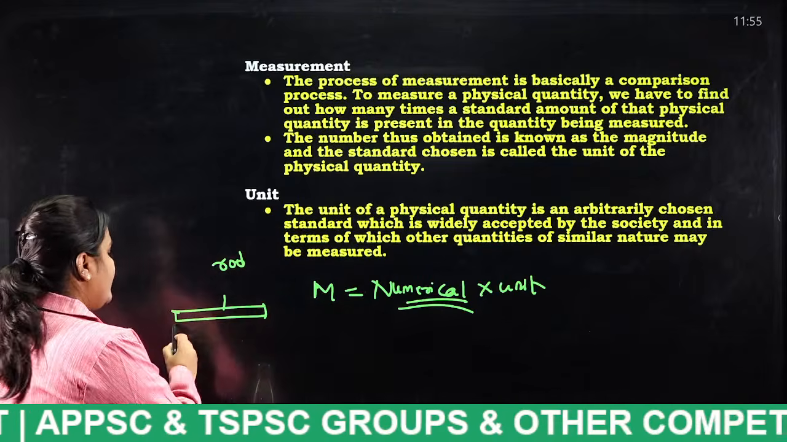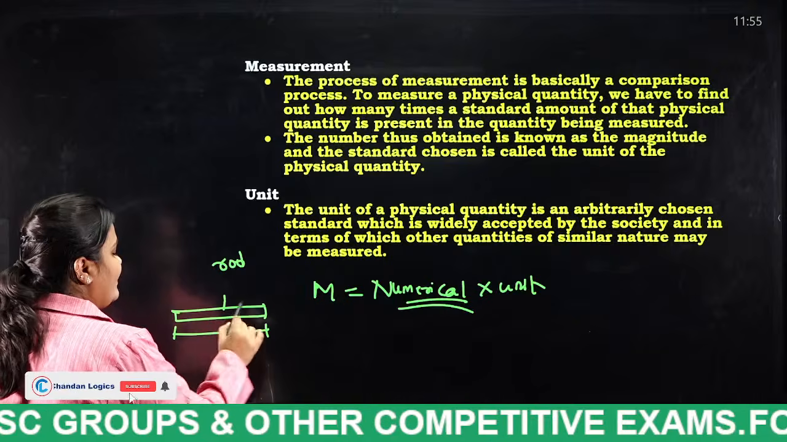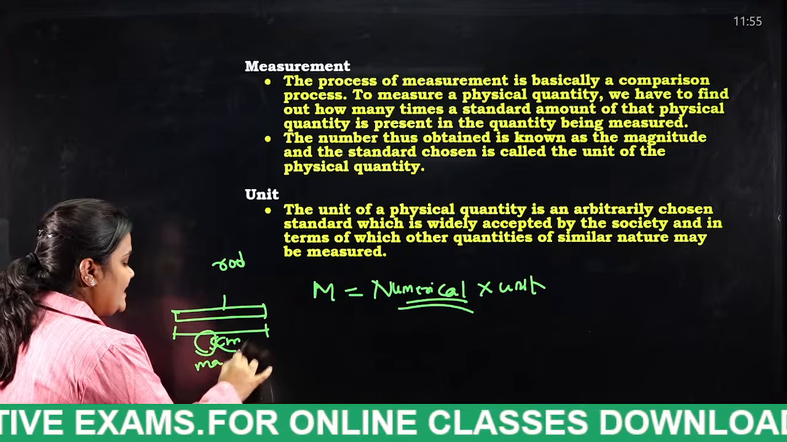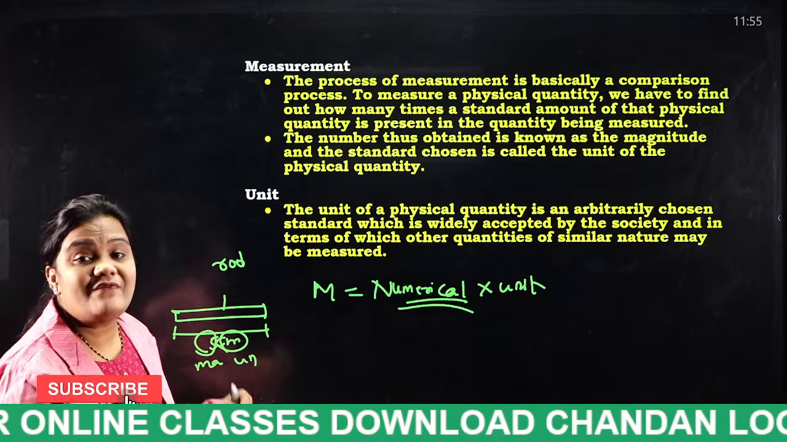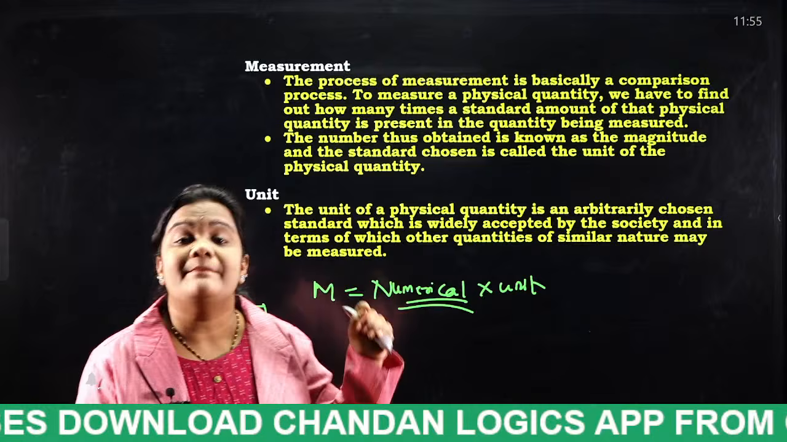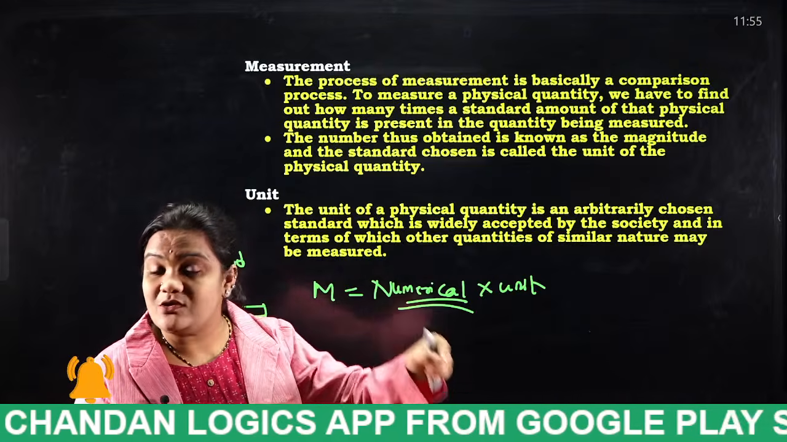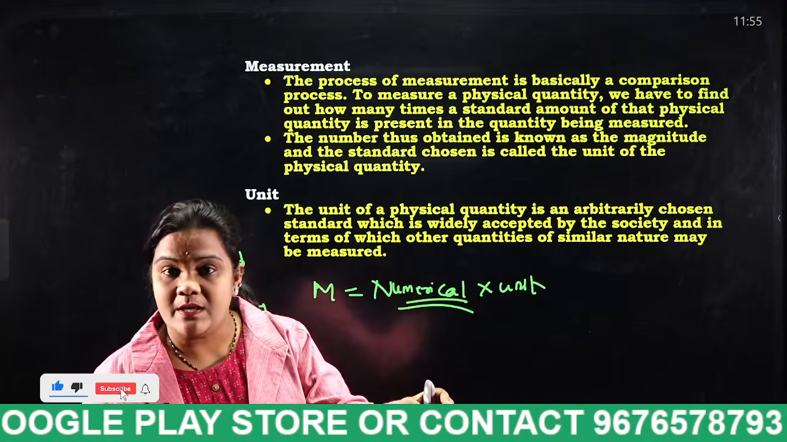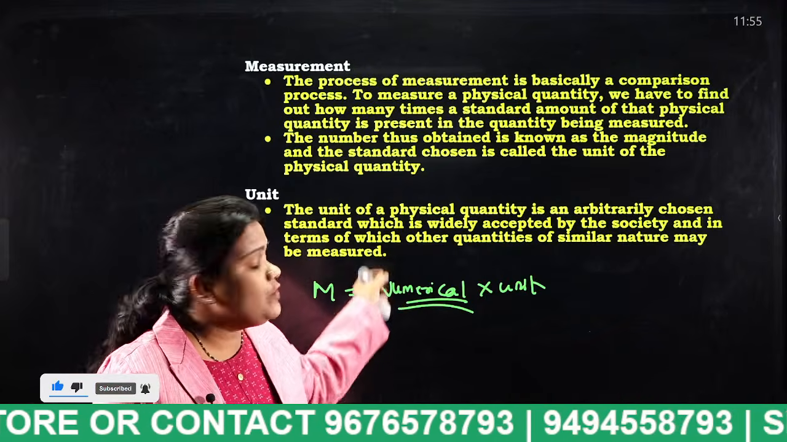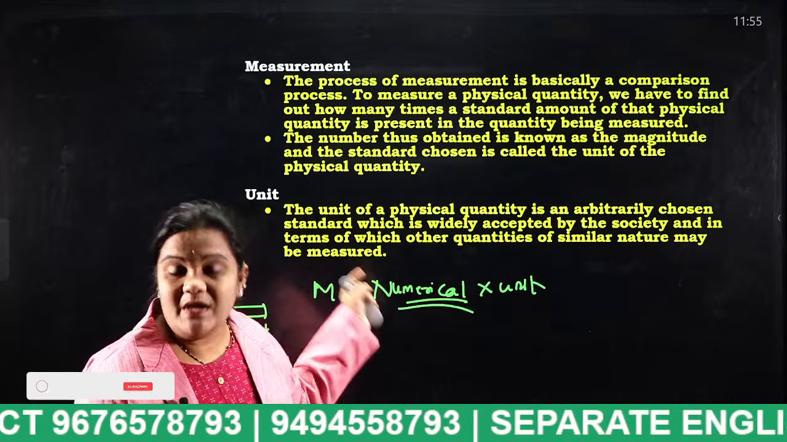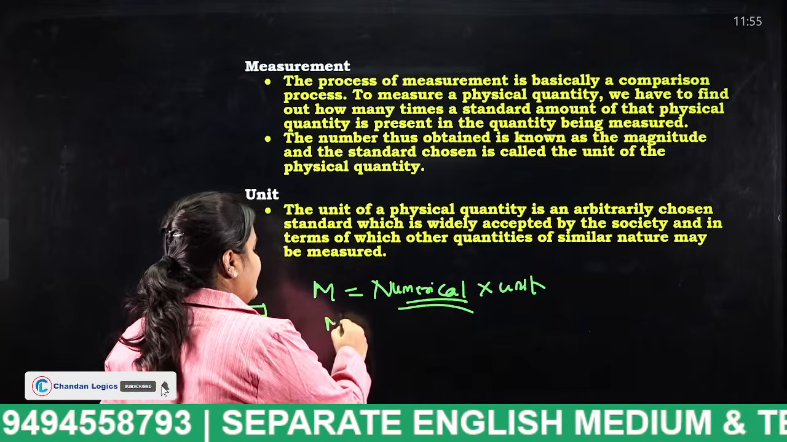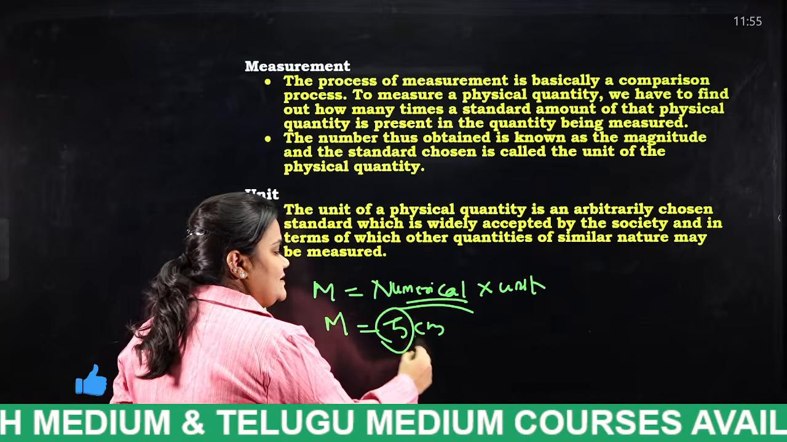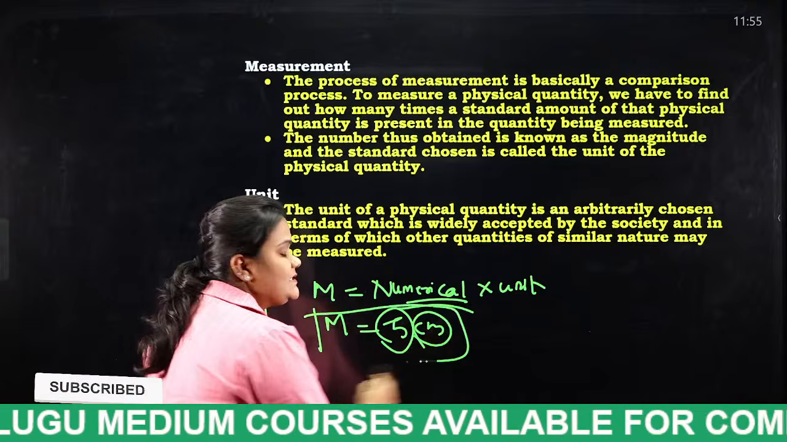Yes. If you measure it with the scale, you will get 5 centimeters, and this 5 is the magnitude and this centimeter is the unit. The numerical value is considered as magnitude and the centimeter is considered as unit. The product of numerical value into unit is called measurement. For example, here the measurement is 5 centimeters. This is the numerical value, this is the unit, and the whole thing is the measurement.